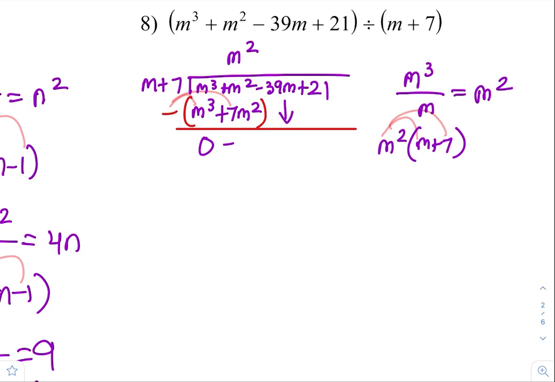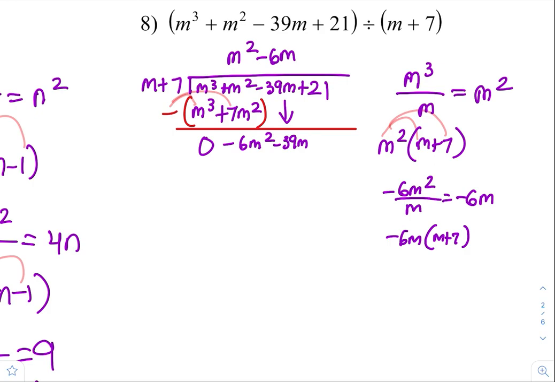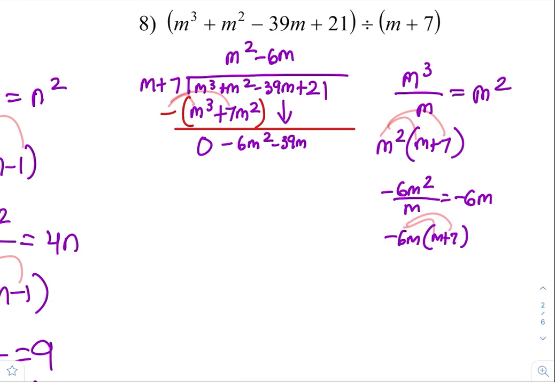Alright, so I distributed that. So m squared minus 7m squared, you guys, that should have been negative 6m squared. Ooh, that was my bad. And then you guys drop the 39m. So, sorry. The highest degree right here, you guys, is negative 6m squared, and divide it by the highest degree here, which is m. So that should have been negative 6m. And then you distribute the negative 6m to the polynomial on the outside, which is m plus 7. So negative 6m times m, you guys, is negative 6m squared. Negative 6m times 7 is negative 42m. There we go. Sorry, you guys.